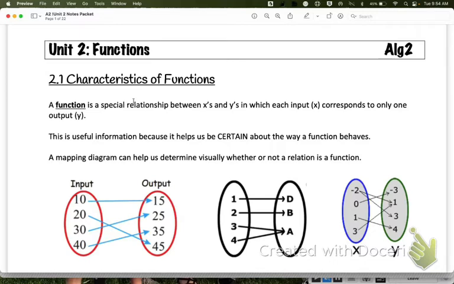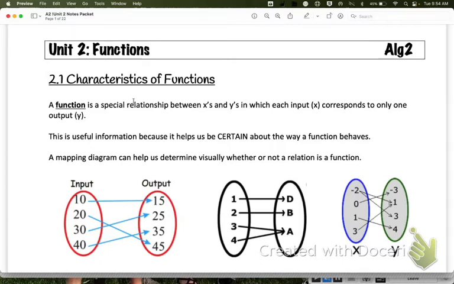This is really useful information mathematically because it gives us the element of certainty about the way a function behaves. If I plug in 5 and I get out 4, I want to know that every time I plug in 5, I get out 4. I don't want to get 4 sometimes, 3 sometimes, -1 sometimes, because that's confusing. We need to be sure, certain of what we're going to get.